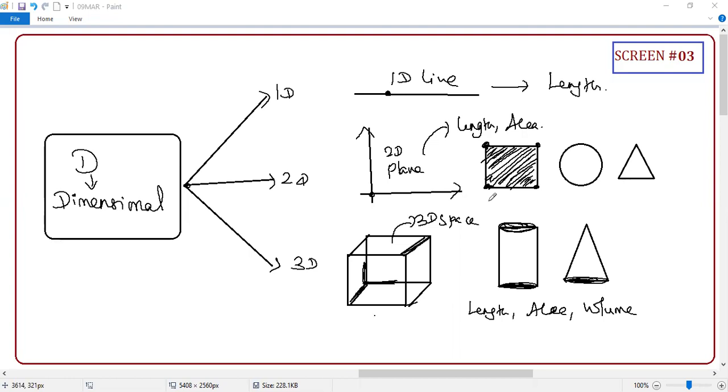Now you guys understand. Square is a 2D plane. 2D, whether it has volume, student? No. 2D does not have volume. It has only area. Only 3D has volume. So volume is a special property for 3D figures. So you should know which figures are 1D, 2D, 3D.